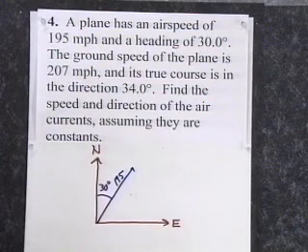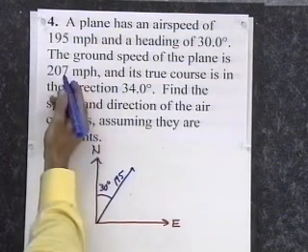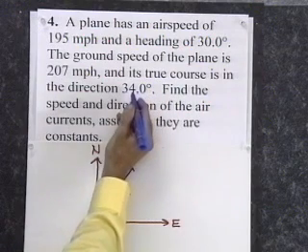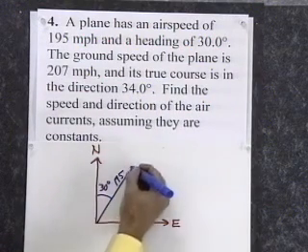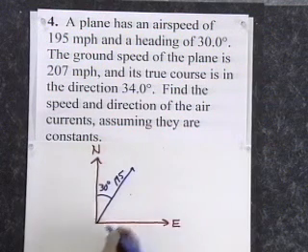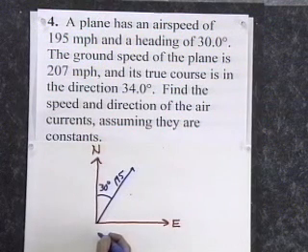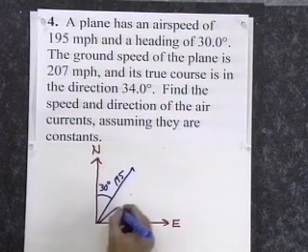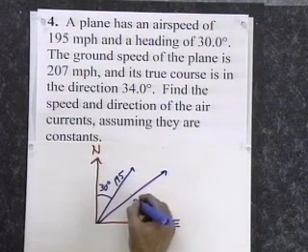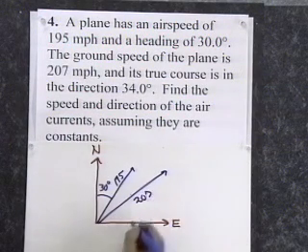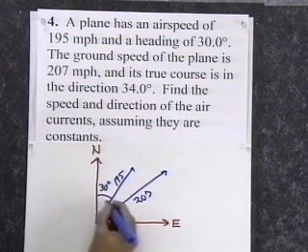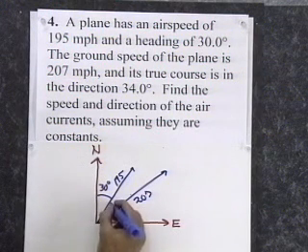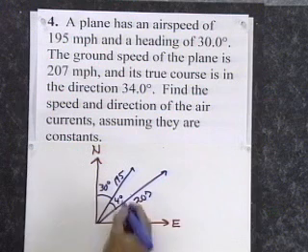Okay, now the ground speed of the plane is 207 miles per hour, but the true course is 34 degrees. So the plane is headed in a direction 34 degrees, but the wind currents are blowing it so that its true direction is 34 degrees at 207 miles per hour. So I'll exaggerate this drawing a little bit. This is 207 miles per hour. This is 34 degrees. That's 30 degrees. So inside here is 4 degrees.